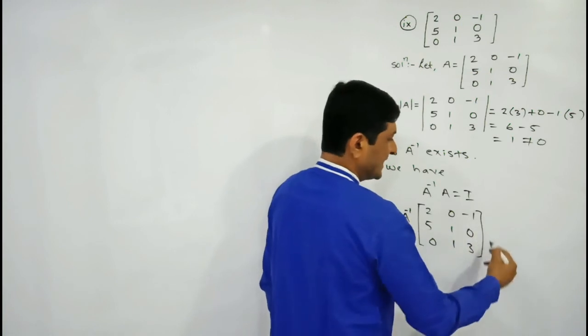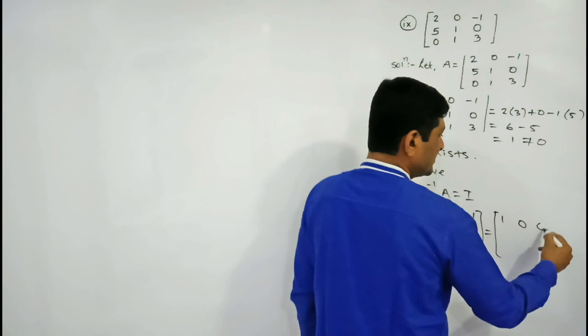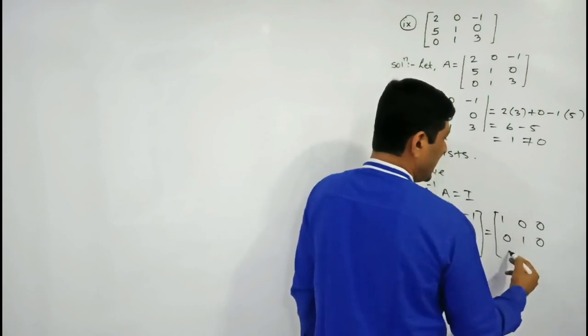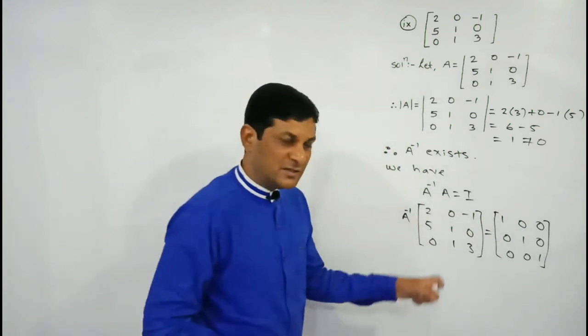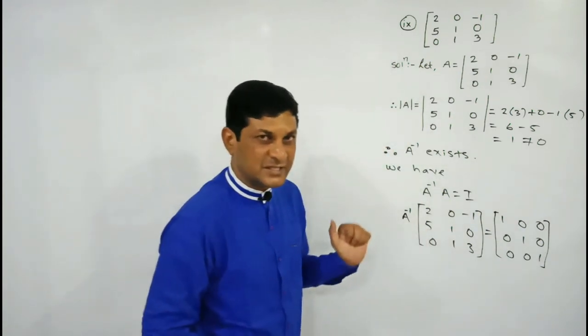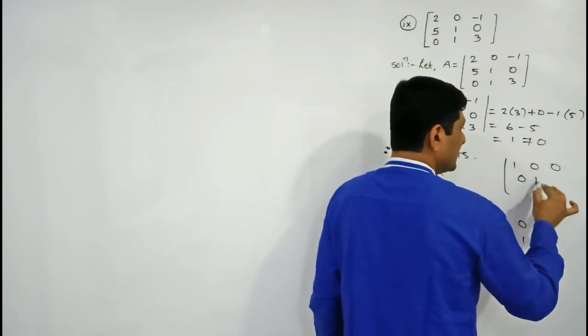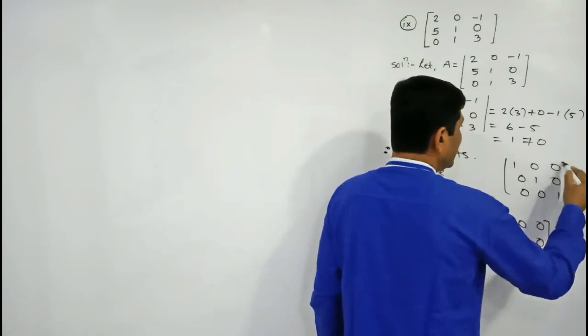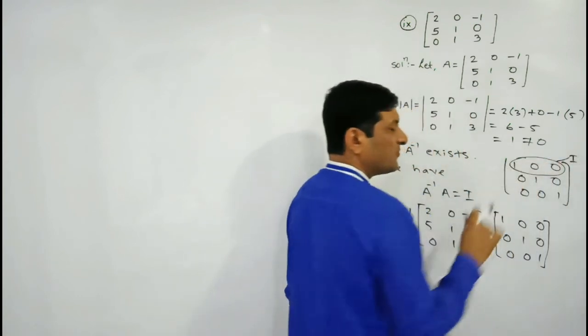And on this side, write down the elements of the identity matrix: 1, 0, 0, 0, 1, 0 and 0, 0, 1. Now our aim is to convert this matrix into the identity matrix, whose elements are 1, 0, 0, 0, 1, 0, 0, 0, 1. In case of column transformation, this is our first step, meaning the elements of the first row should be 1, 0, 0.